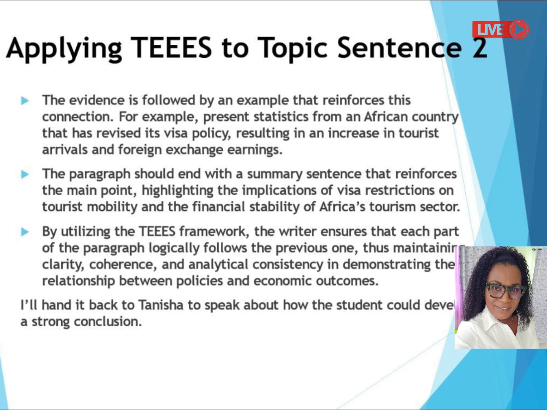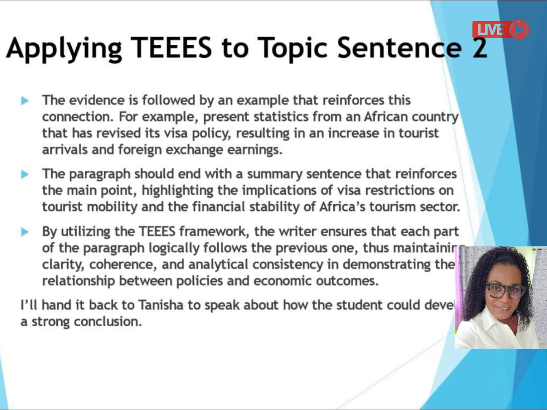For example, present statistics from an African nation that has revised its visa policy, resulting in an increase in tourist arrivals and foreign exchange earnings. The paragraph should end with a summary sentence that reinforces the main point, highlighting the implications of visa restrictions on tourist mobility and the financial stability of Africa's tourism sector.